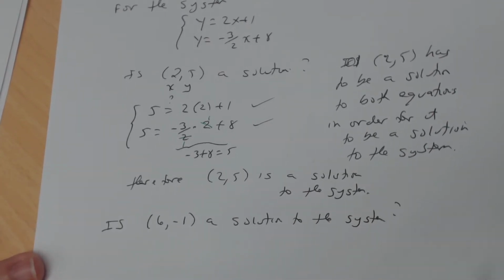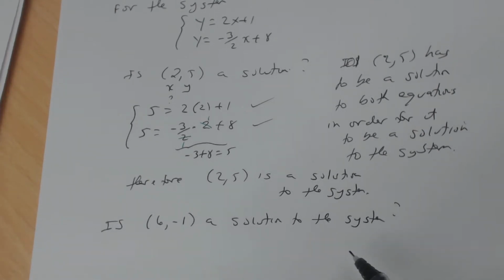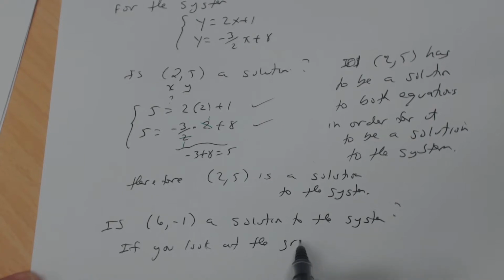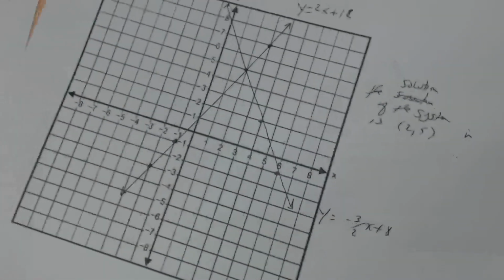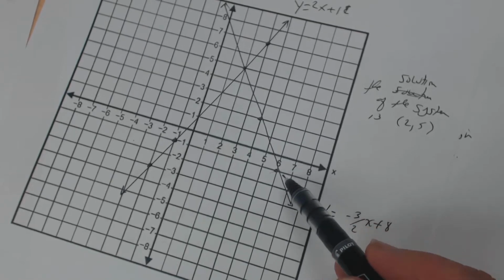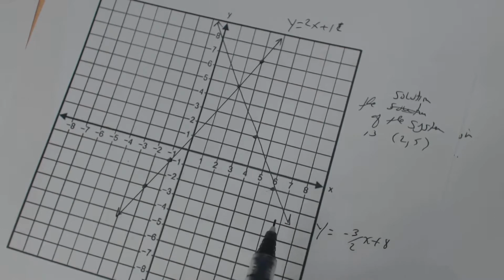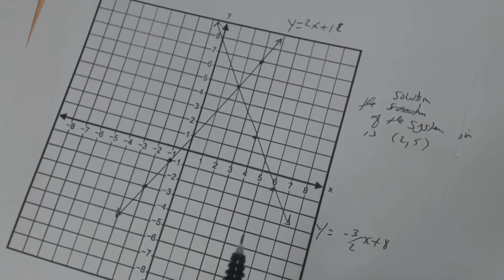Okay, so is (6, negative 1) a solution to the system? Well, graphically, if you look at the graph, here's (6, negative 1). So is it a solution to the system? The answer is no. Now you got to be careful.